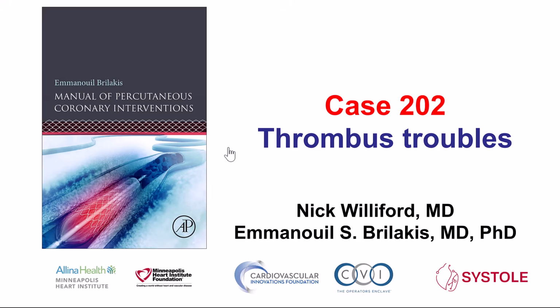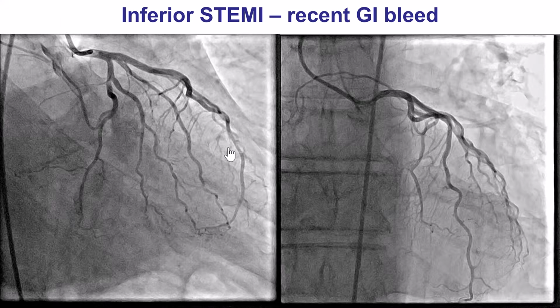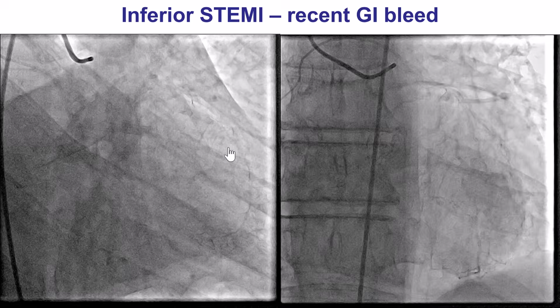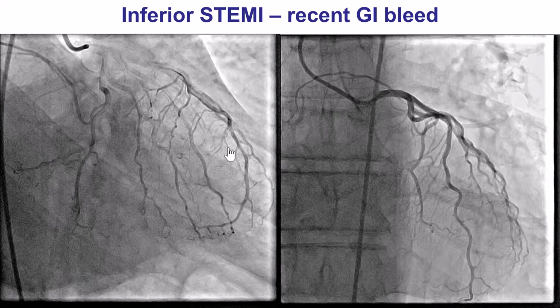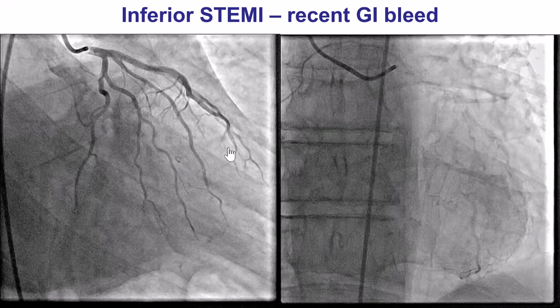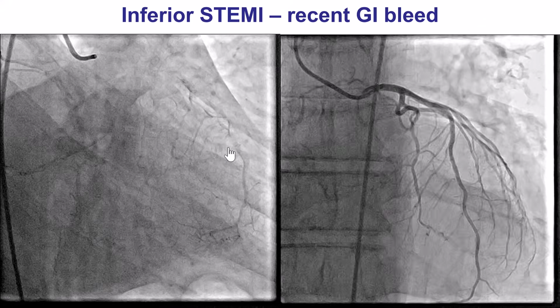This is a case illustrating some of the challenges associated with managing thrombus in patients with acute coronary syndromes. The patient presented with an inferior ST elevation myocardial infarction, but unfortunately also had a GI bleed the day prior.